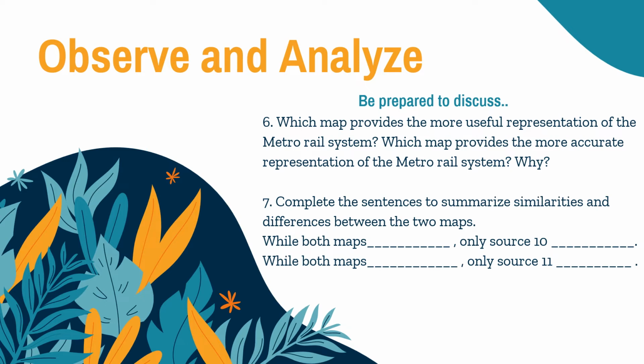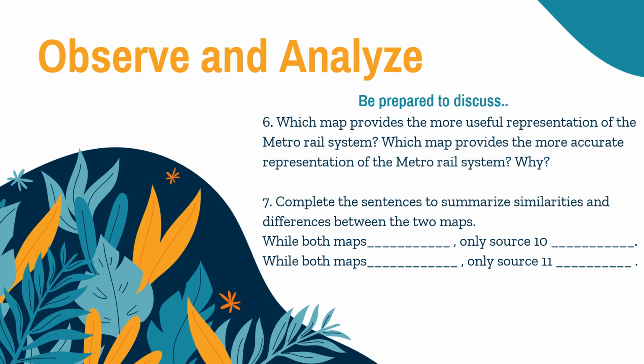Which map provides the most useful representation of the Metro rail system? If you were unfamiliar with the system and needed to learn how to get somewhere or figure out which line to take, which one would be most helpful? Which map provides a more accurate representation of the Metro rail system? It's a separate question. Of these two sources, 10 and 11, which one is actually most accurate? Why is that?